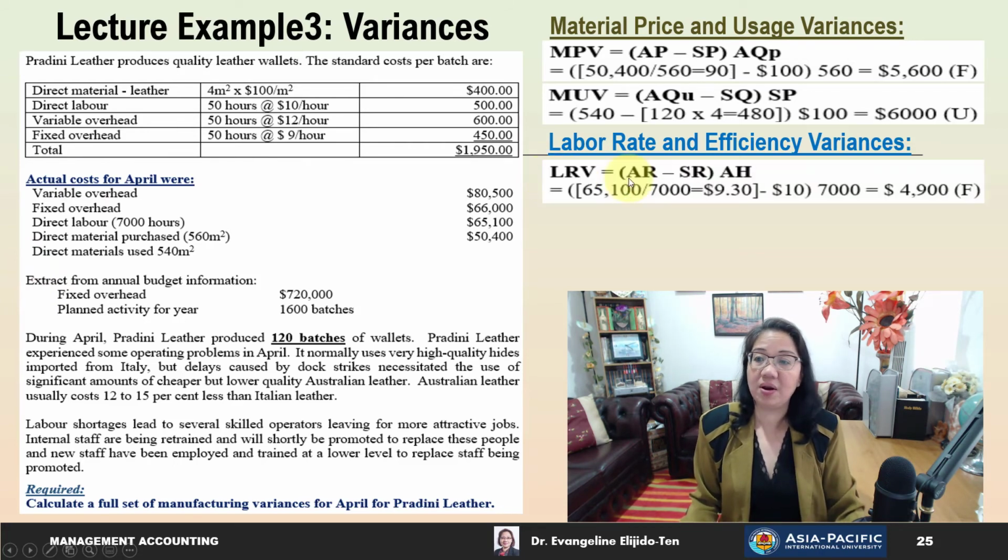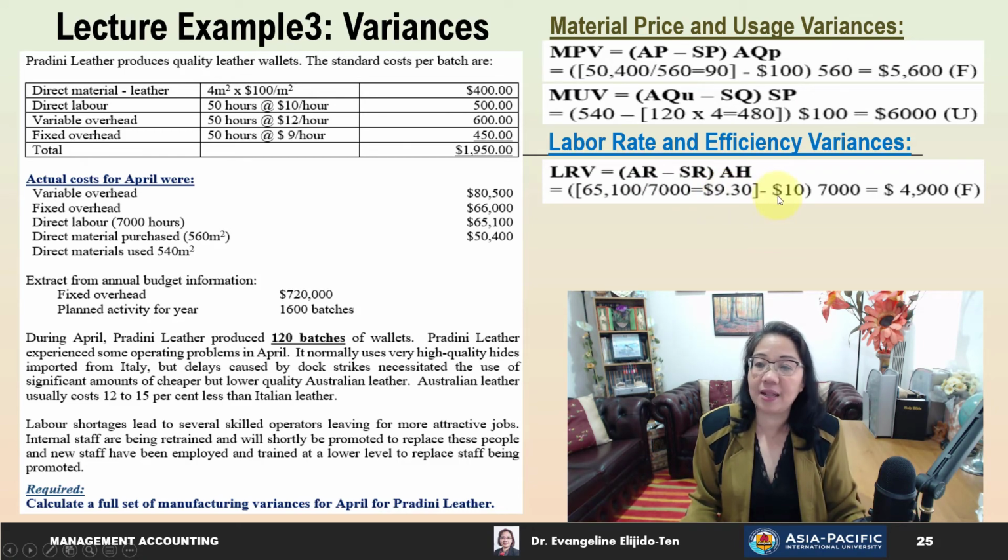Next, let's go to labor rate and efficiency variances. So labor rate variance is calculated using the formula actual rate minus standard rate times actual hours. Notice the parallel between material price variance and the labor rate variance. That will help you to remember these formulas. So the actual rate is again not given, but we can easily calculate. Direct labor cost actual is 65,100, and that pertains to 7,000 hours. So 65,100 divided by 7,000 would give us $9.30.